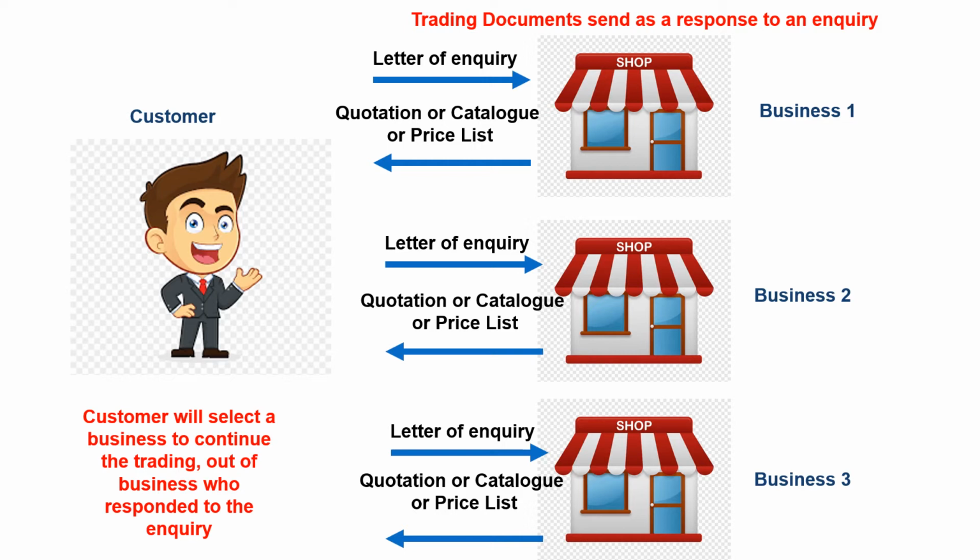Then each and every business goes through this inquiry letter, and these businesses will respond to this consumer either via a quotation, or they can send a catalog, or they can send a price list. So the consumer collects all these documents that he received from these 3 businesses, and he can compare which company gives the product at the lowest price and which products are high quality. So the consumer is free to make the decision, and is free to select the business that he is going to continue this trading with.